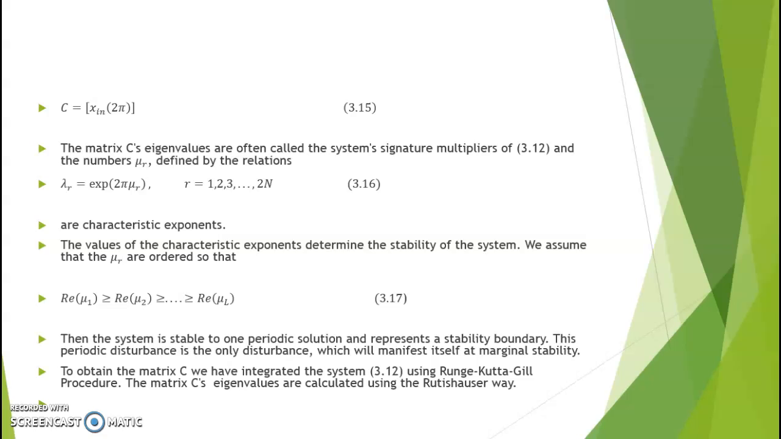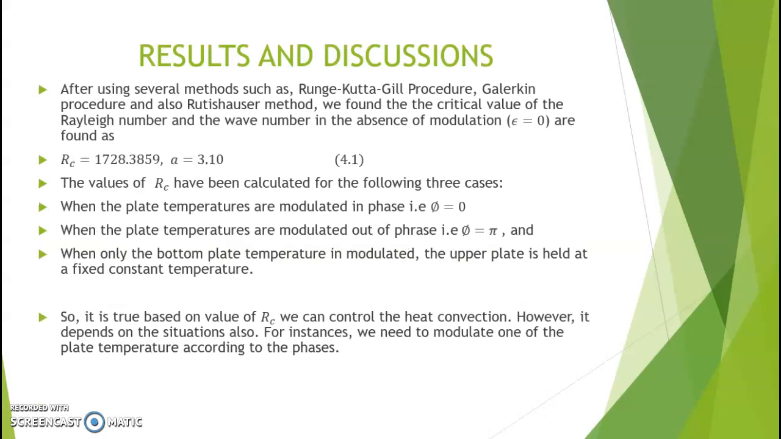This periodic disturbance is the only disturbance which will manifest itself at marginal stability. To obtain the matrix C, we have integrated the system using the Runge-Kutta-Gill procedure. The matrix C eigenvalues are calculated using the Rutishauser way.